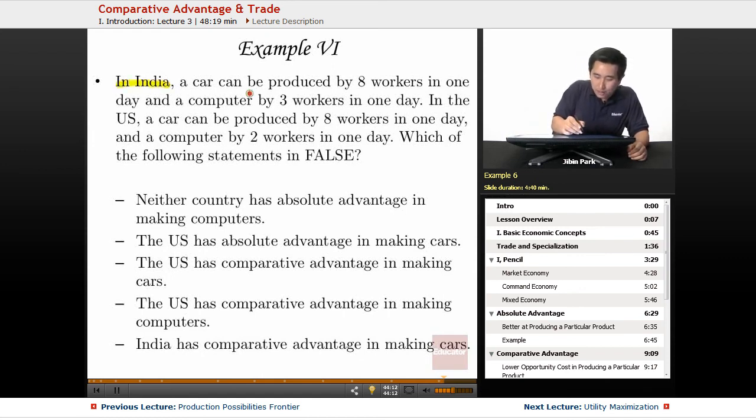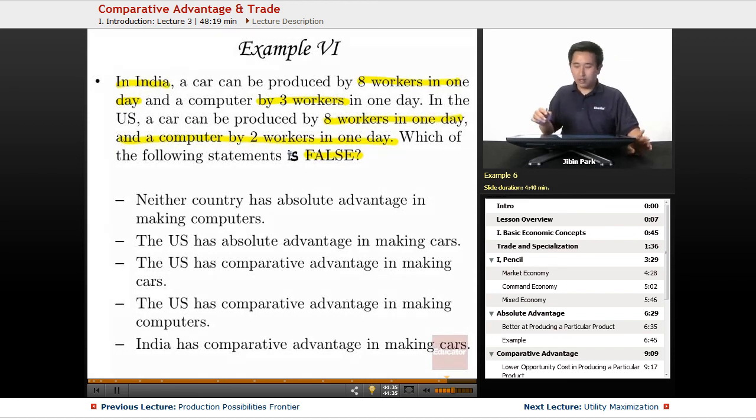In India, a car can be produced by 8 workers in 1 day and a computer by 3 workers in 1 day. In the US, a car can be produced by 8 workers in 1 day and a computer by 2 workers in 1 day. Which of the following statements is false here? All right, so one of the things that you want to do is try to figure out, are there any shortcuts? You probably don't want to spend more than maybe a minute or two on this problem.